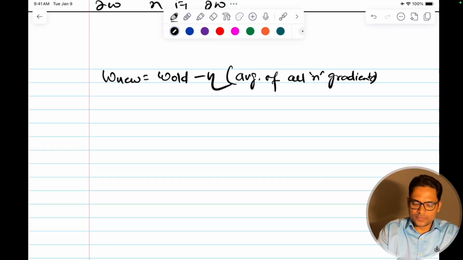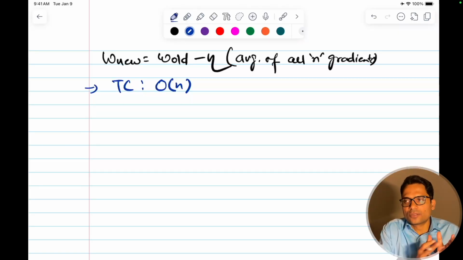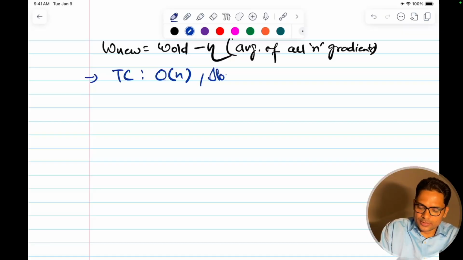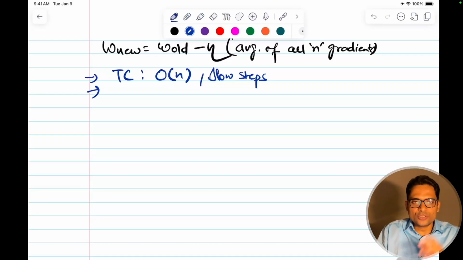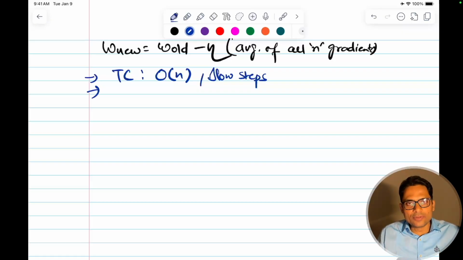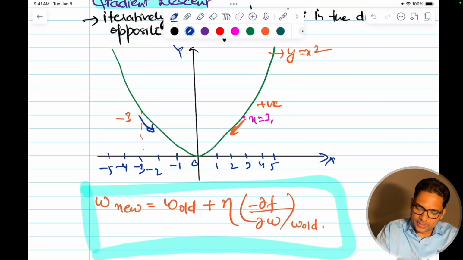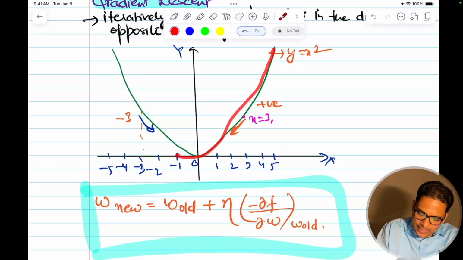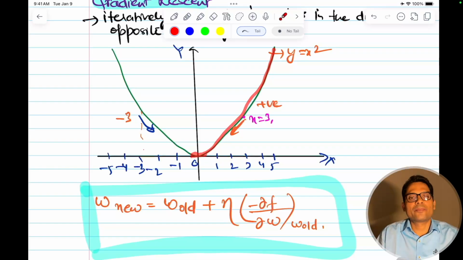What are the points that you need to understand? If I'm taking all the points, my time complexity will be of order n for each iteration. I'm talking about each iteration, so it will take all the n points. So this is very slow. Okay, these are slow steps. But finally, since I'm taking all the data points into account, even if it's slow, the gradient will come down smoothly because it's taking into account all the points. So it will smoothly come down here and settle down here.